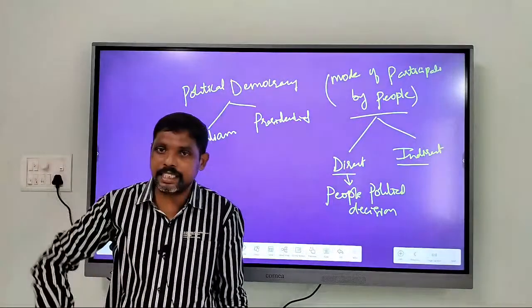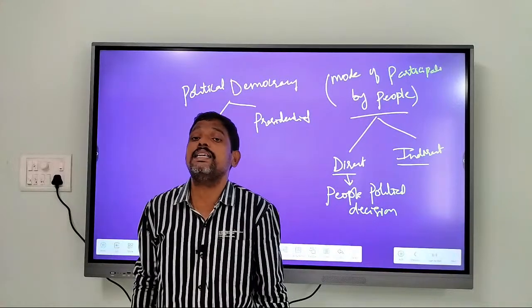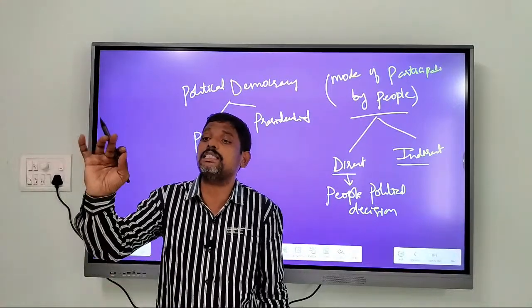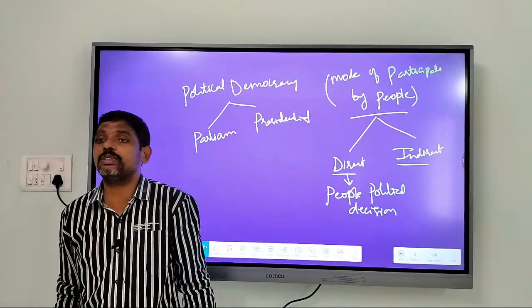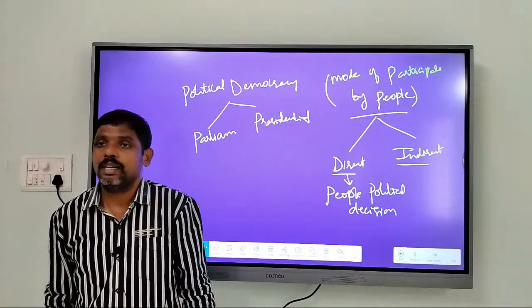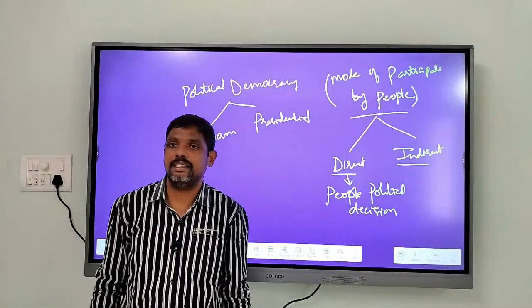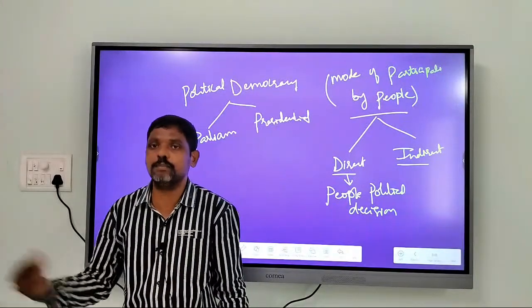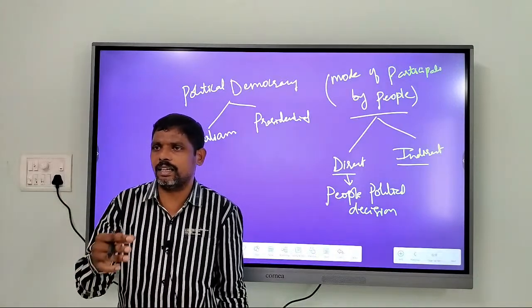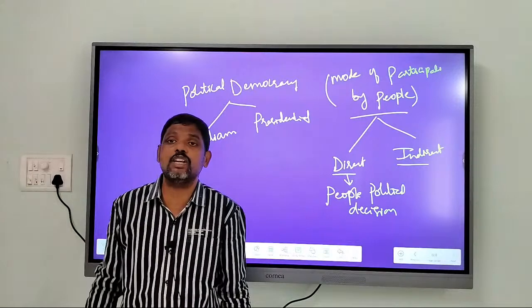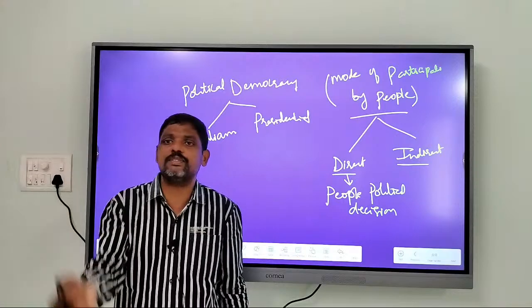Instead of representatives, instead of MPs and MLAs, it is the people who are taking a decision. So, referendum is the best example of direct democracy. Most of the political issues in Europe are being dealt with by this referendum. LGBT, same-sex marriages, there was an issue of termination of pregnancy, medical termination of pregnancy. So, the countries went for a referendum.